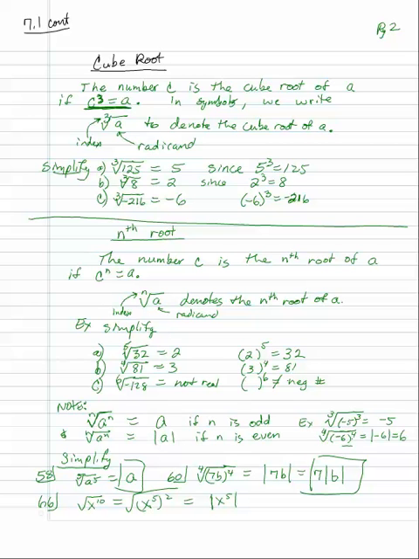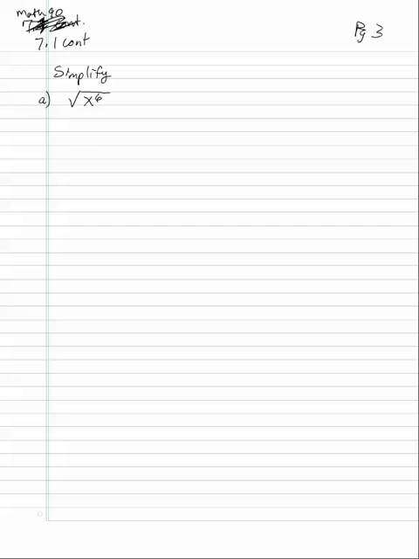Let me show you a couple more on the next page. So square root of x to the 6. Basically you're going to do 6 divided by 2 is 3. So that's going to be x cubed squared. So we get x cubed. And that needs an absolute value.